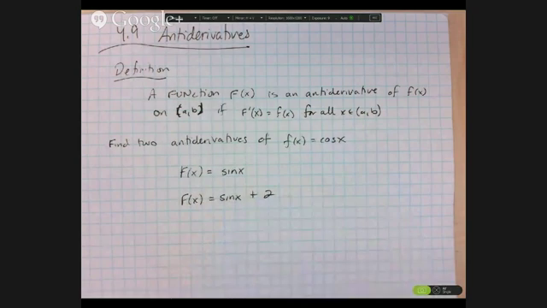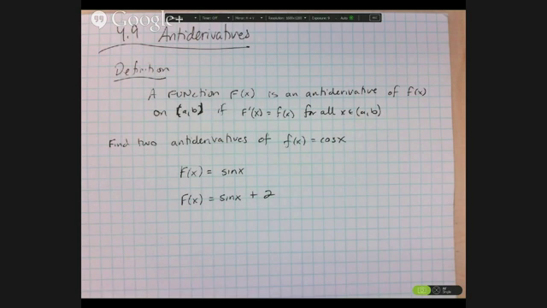Yeah, any constant. Because if I take the derivative of a constant, what's the answer? 0, right? So both of those are antiderivatives, because if you take the derivative, it gives you cosine x. So you just find things that when you take the derivative, it would be cosine x. Yes, that's an antiderivative. So you're basically going the other direction. Instead of going sine to cosine, you can go cosine to sine.